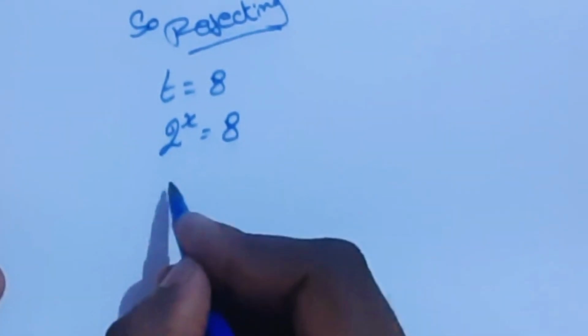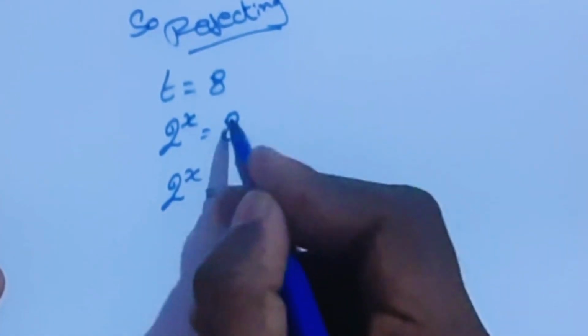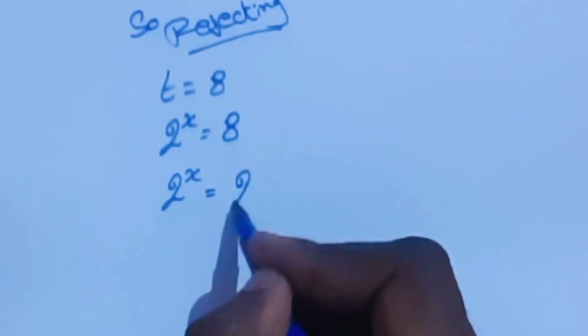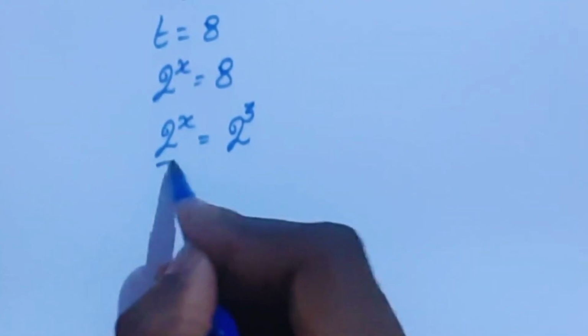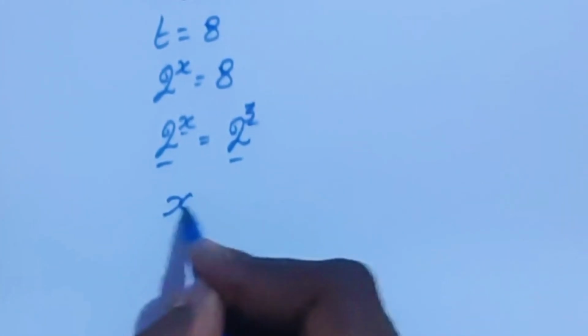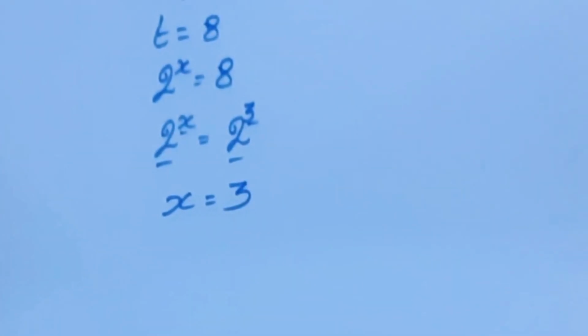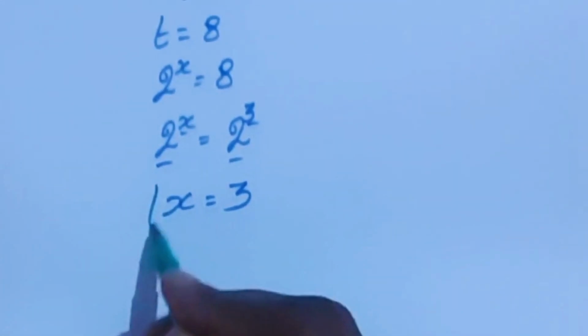Now 2^x equals, this 8 can be written as 2^3. Now compare this, the bases are equal, so the powers should be the same. So x = 3 is the answer here.